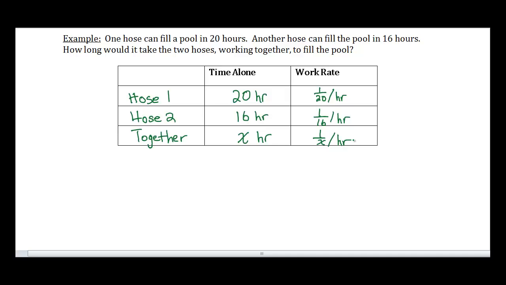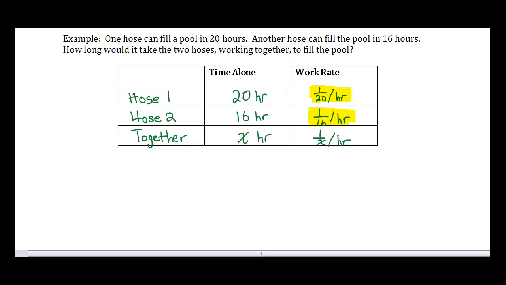And this is where my equation is going to come from. This is an important part. All right. It takes this hose 1/20 jobs in 1 hour. They can do 1/20 jobs in 1 hour. This hose can do 1/16 jobs per hour.